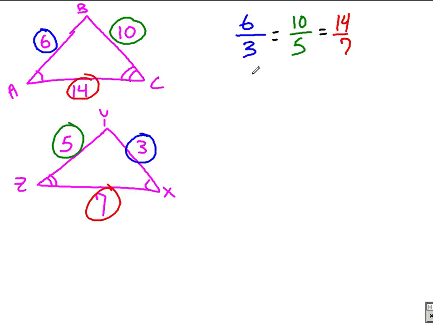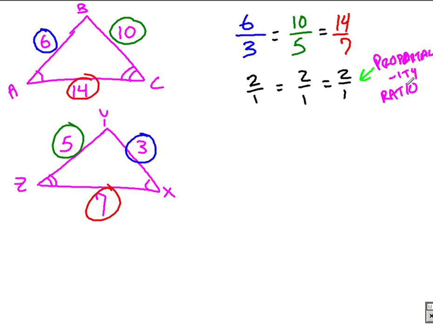Well, 6 over 3 reduces to 2 over 1. This reduces to 2 over 1, and this reduces to 2 over 1. Those are all the same fraction. We can actually call this right here our proportionality ratio, or similarity ratio. 2 different words for the same thing. That's what we're looking at.